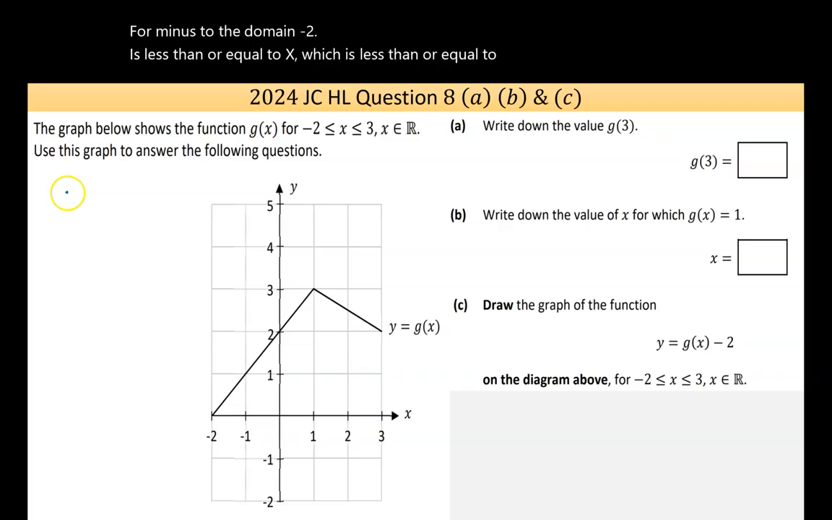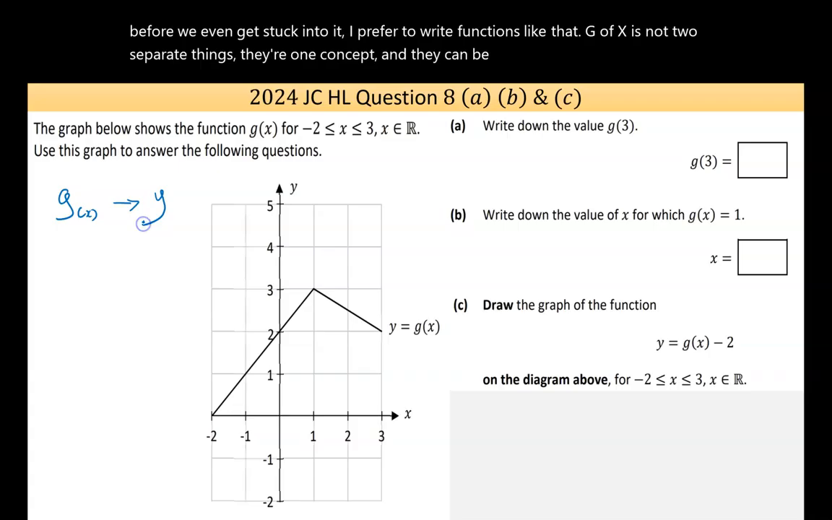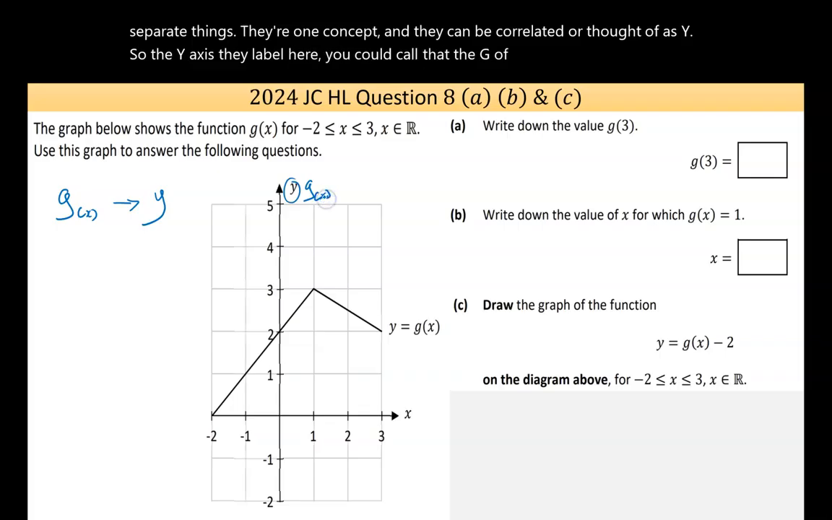So g of x. Just before we even get stuck into it, I prefer to write functions like that. G of x is not two separate things. They're one concept and they can be correlated or thought of as y. So the y-axis they label here, you could call that the g of x axis. It just would sound weird to say it.